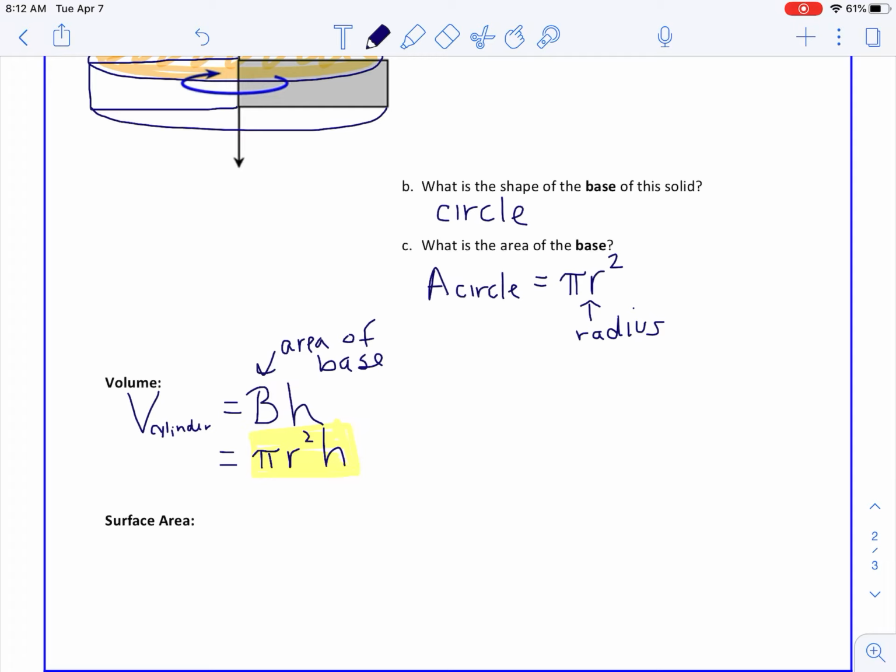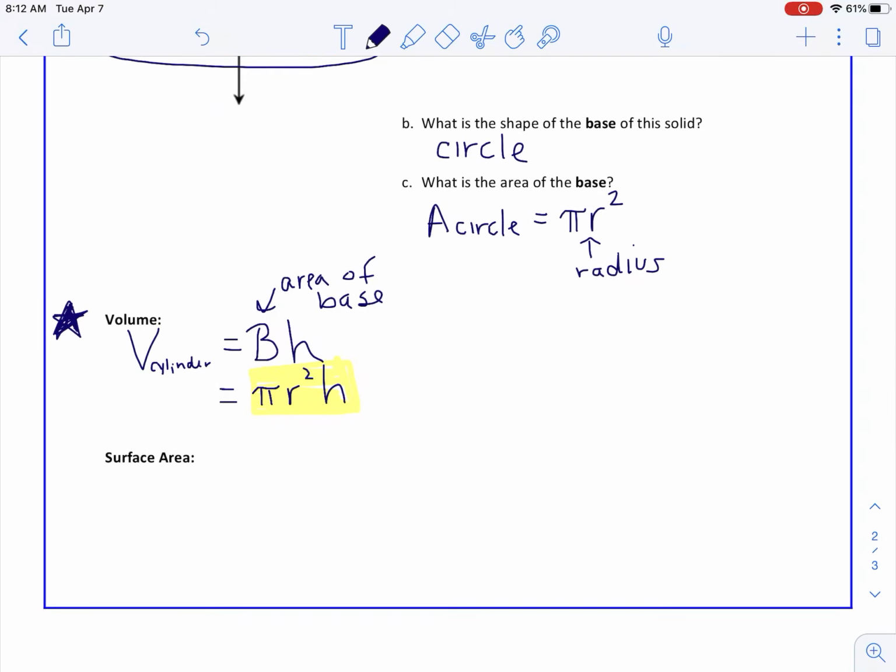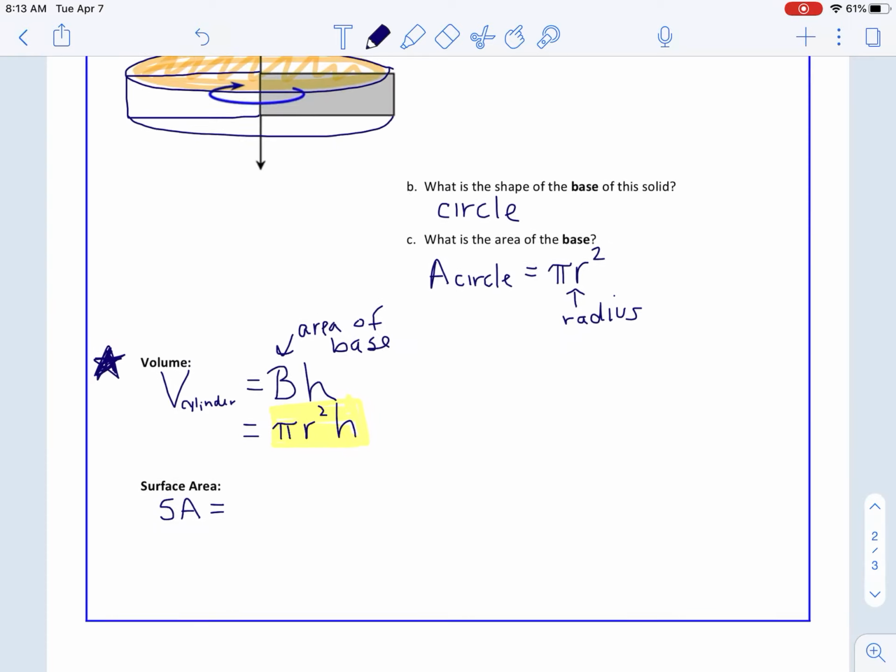Now this, more common in this class, is to find the volume, right? Especially if you were having a Regents, I would say you should definitely know that. Surface area, not as common, but I like going over it because I think it's interesting.